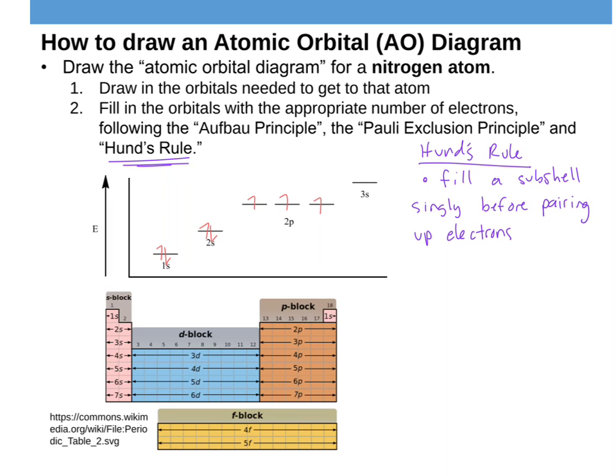Now, Hund's rule, the reason why we fill a subshell singly before pairing up electrons is because of something called pairing energy. And basically, this is the energy cost of putting 2 electrons in the same orbital.